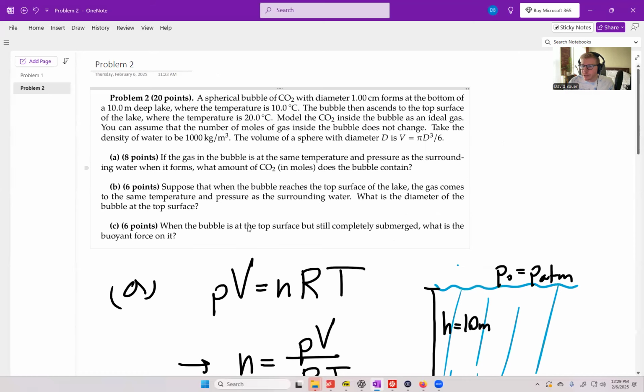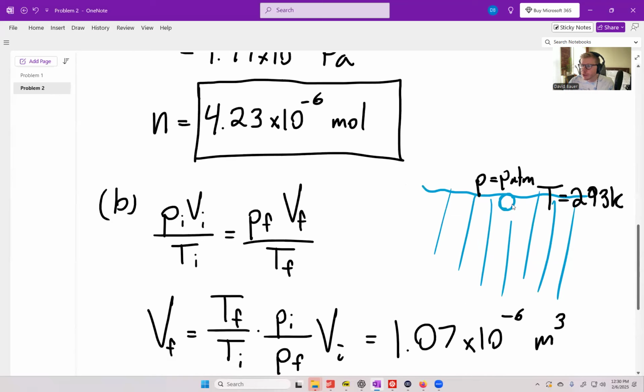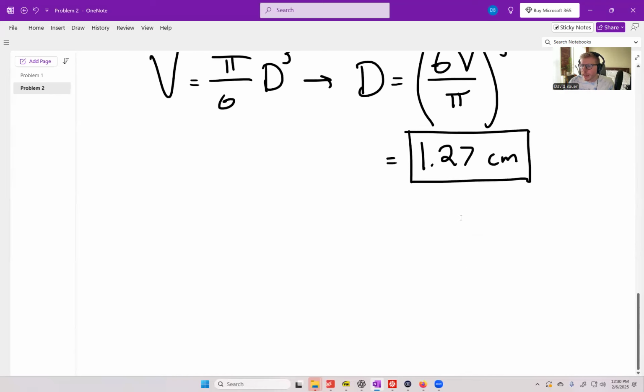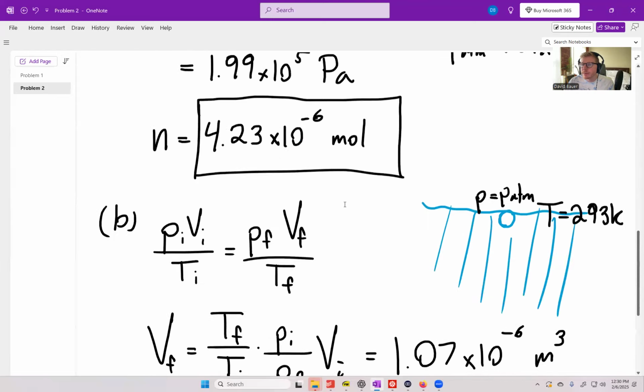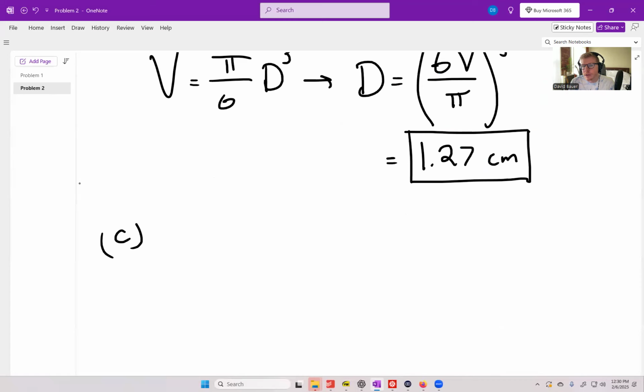And then finally, part C is, now that our bubble is at the top, so in this picture here, it's totally submerged still, but it's at the top and it has this volume, this diameter. Right, what's the buoyant force on it? And this is really just plugging in to our buoyant force formula. So it's the density of the fluid, which is the water in this case, times the volume of the bubble, and then times g.